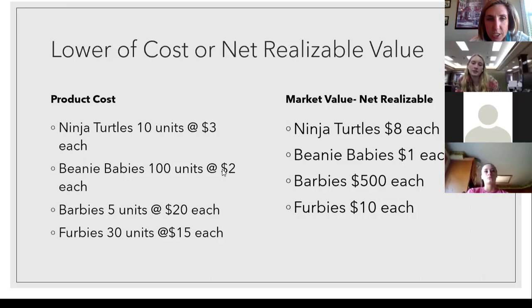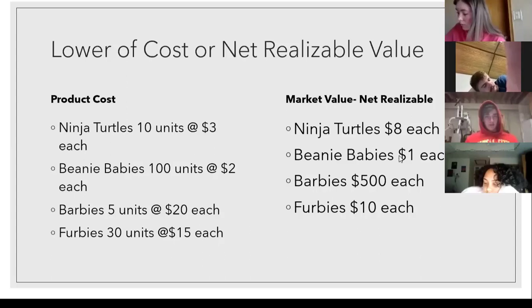Beanie Babies. You paid $2 a piece. They're now each worth $1. So do we need to make an adjustment? Yes or no? Yes, I got a yes on that one. That is correct. Since the market value decreased, I have to go with the lower now, right? So it's already on my books at $2 a piece. I will have to make an adjustment on the Beanie Babies. Put a pin in that for a second. Remember that one. We're going to adjust the Beanie Babies.